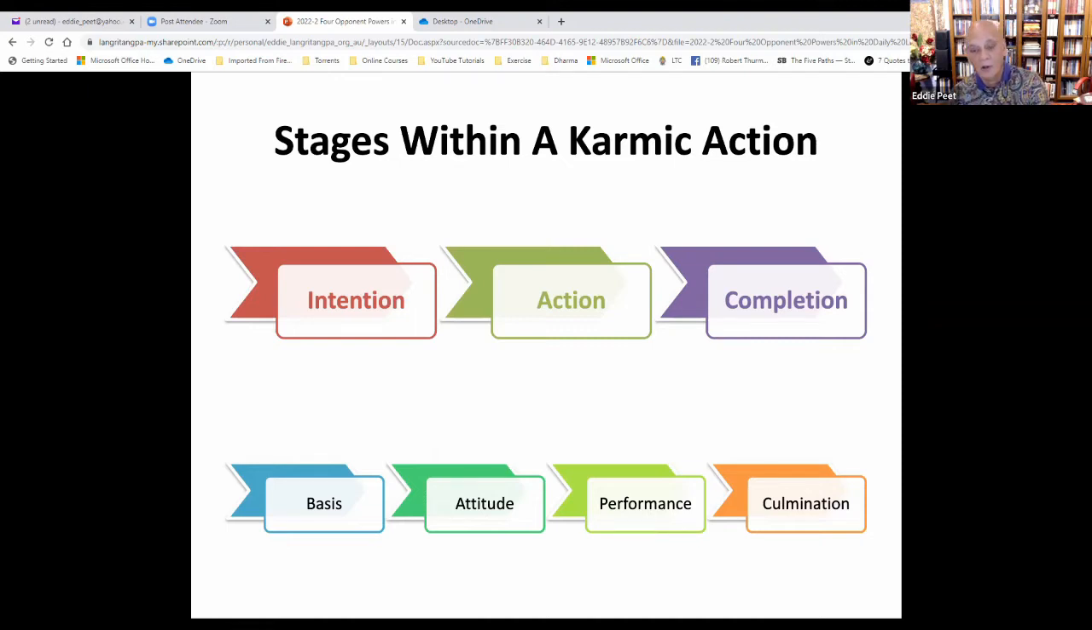Now, every action can have different degrees of strength, different degrees of weight, depending upon how it's done. What was the actual attitude? Was it one of hatred or was it ignorance? Depending upon that, there's a different outcome. How was it performed? That also has a bearing on the result, and also the culmination. So the whole effect can be moderated by how each of these parts is done.